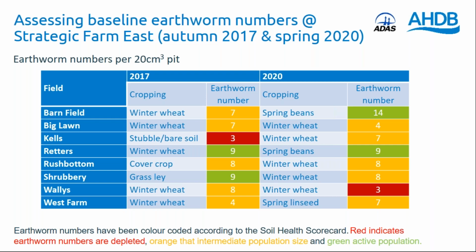The only issue was in Wally's field, and I hold my hand up, I'm not quite sure what's gone on there. Second from bottom, 8 down to 3. All I can think of is that field is a slightly lighter textured soil, and when we went in spring, as I said, it's really difficult trying to pick your time. We went when it was getting a little bit dry probably, and so those earthworms were probably hiding down a bit deeper where it was a bit moister, and we didn't necessarily pick them up. That's the only thing I can think of at the moment.